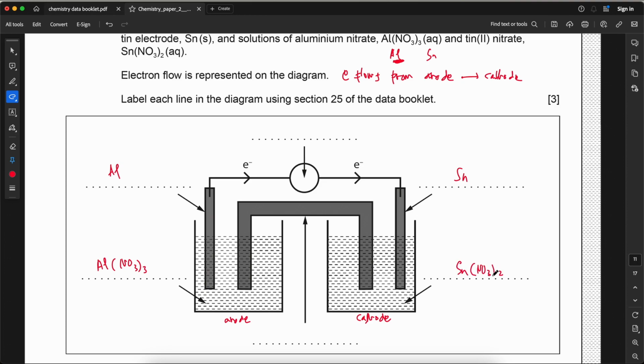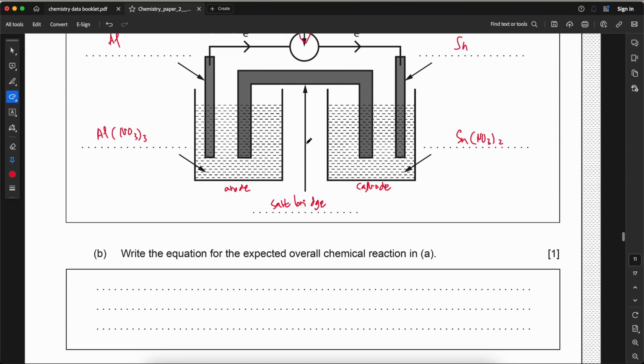NO3 2. This is a salt bridge, and this will be the voltmeter. Okay, anode experiences oxidation, so it will lose electrons. Cathode experiences reduction, it will gain electrons. So write the equation for the expected overall chemical reaction.